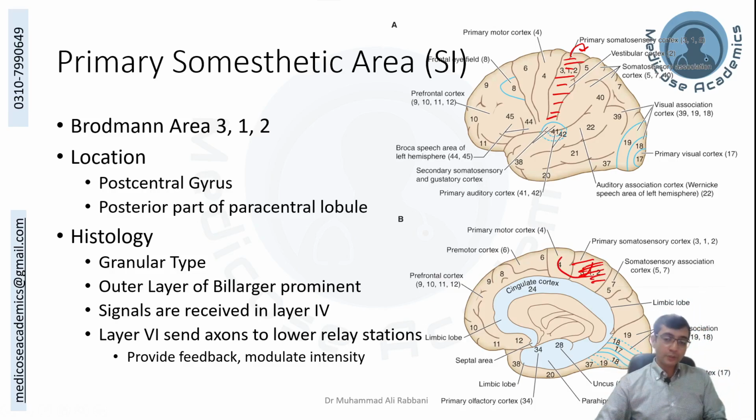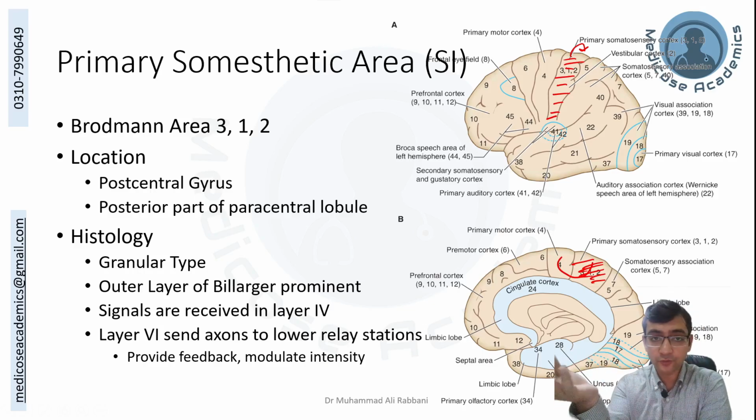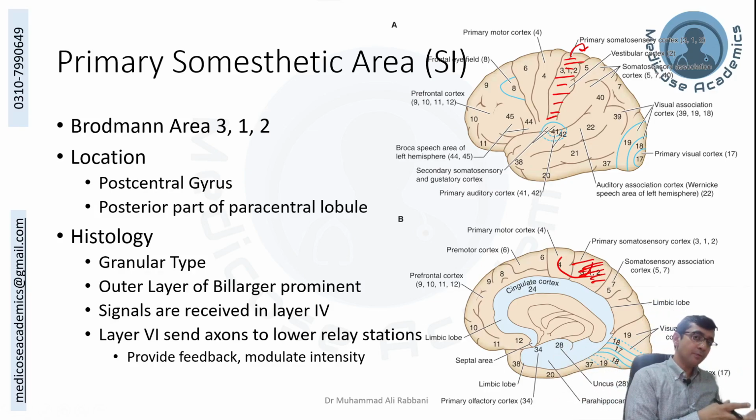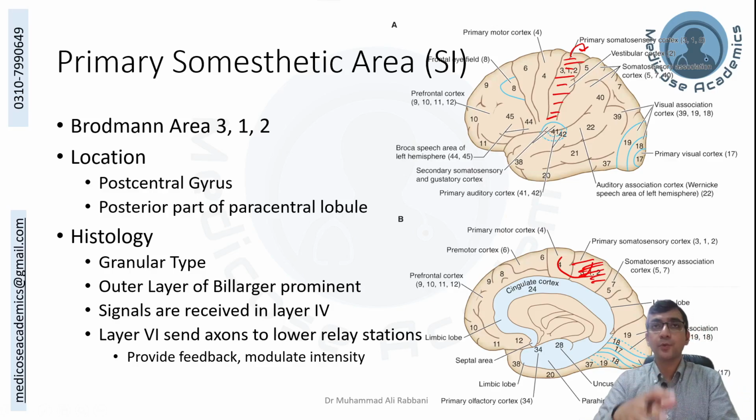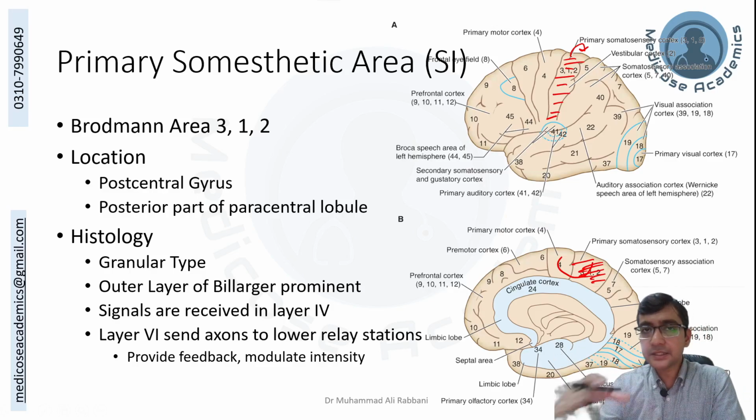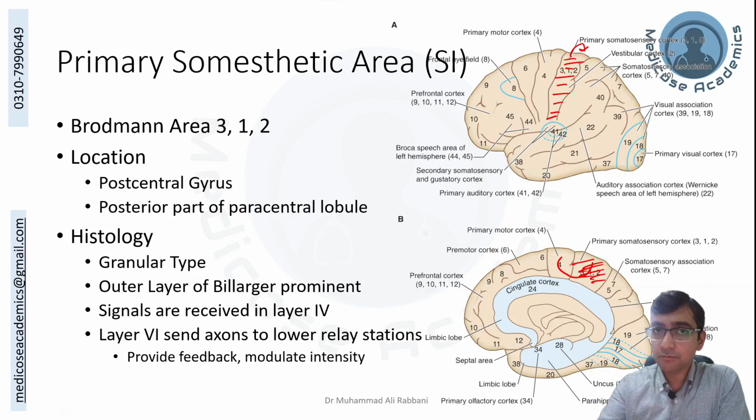So it is a sensory cortex, so it will have prominent layers 2 and 4, that are the granular layers, and in layer 4 there is the outer band of Baillarger, which is very prominent. This sends signals to the relay centers, and feedback and modality. So if the primary motor area could be thought of as a large switchboard or a large keyboard, this can be considered as a large signal board, a large light board.